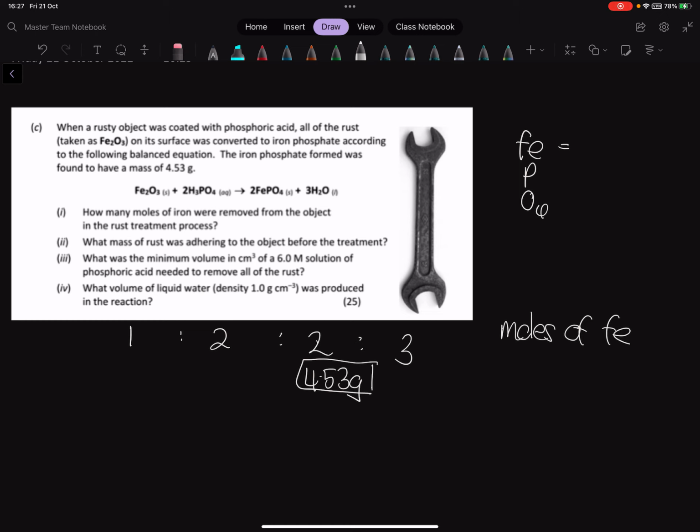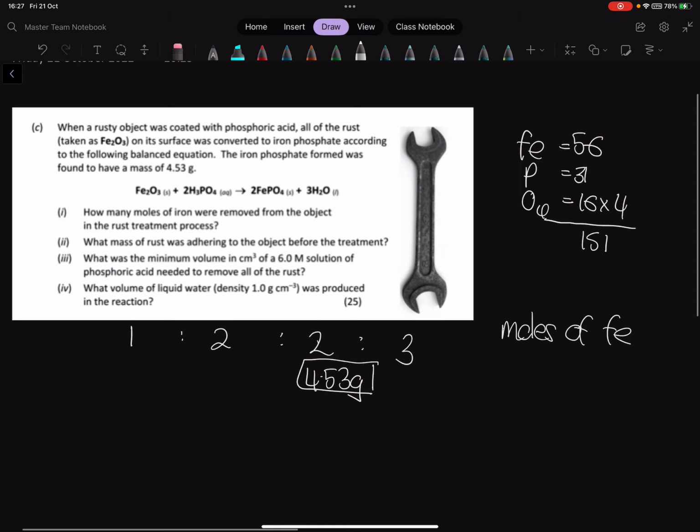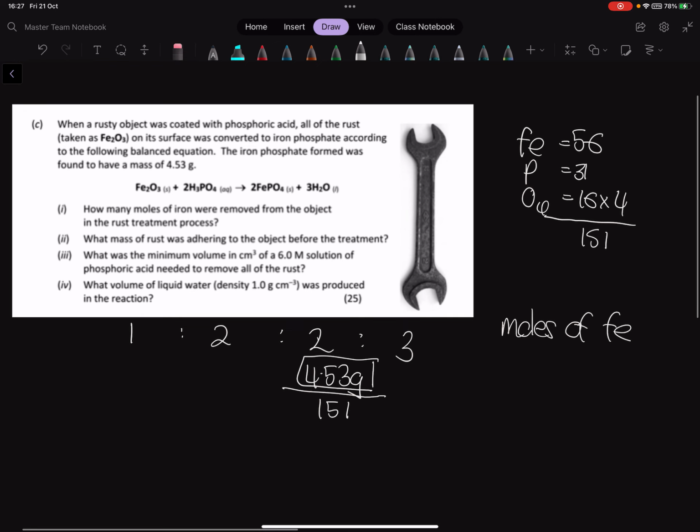So this is going to be 56, it is going to be 31, and it is going to be 16 by 4. And when we've put our iron phosphate together, we should have 151. So we're back over here to our 4.53, and we're dividing it by 151. And when it does that for us, we are getting 0.03 moles.